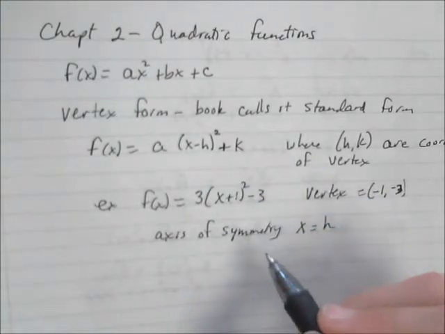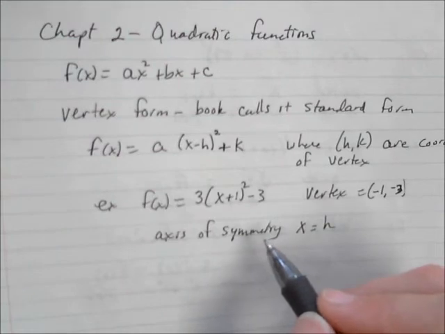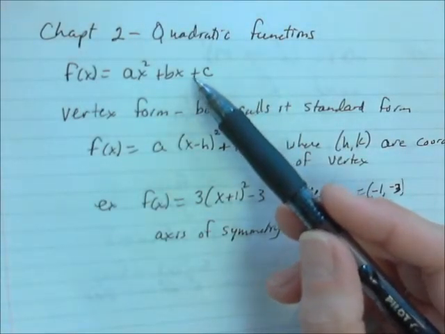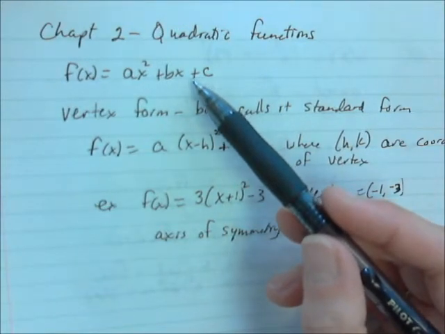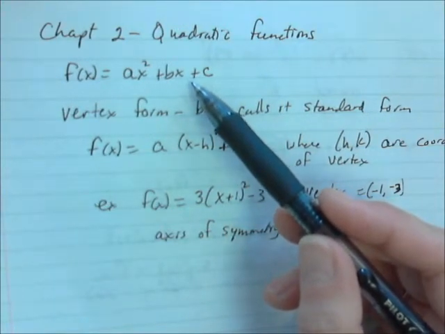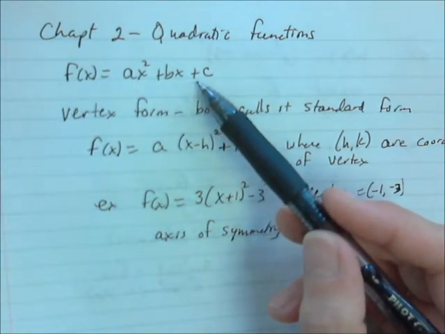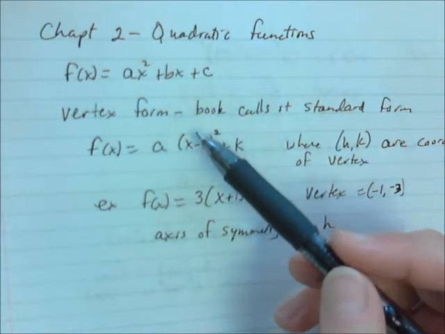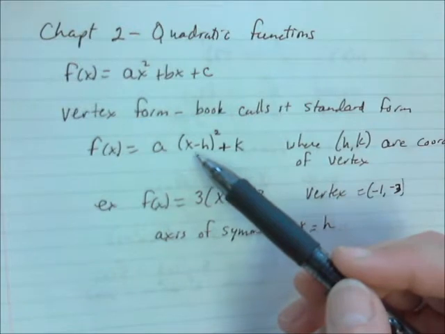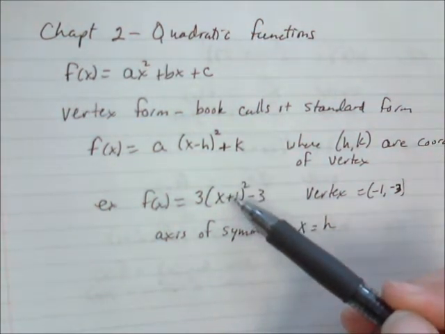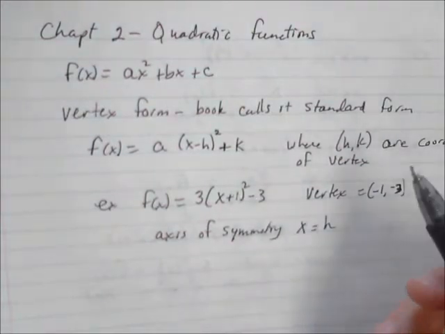One of the big jobs that we're going to have to do with this part of the chapter is change a quadratic function that's written like this, ax squared plus bx plus c, change it into vertex form so we could easily graph it. If you're given a quadratic function in this form, it's not quite as easy to graph as it is if you are given it written in this form, because you're familiar with the transformations that need to be done to a basic parabola.